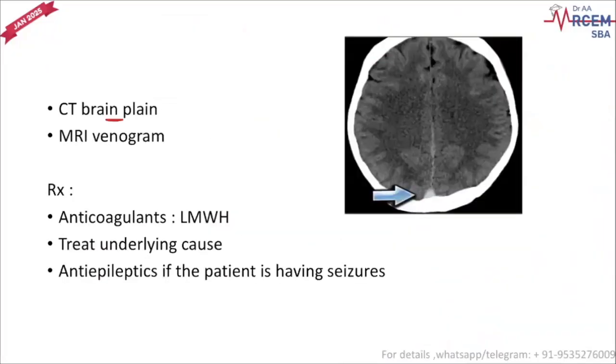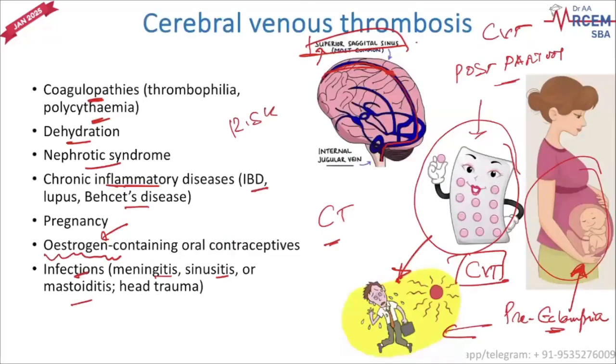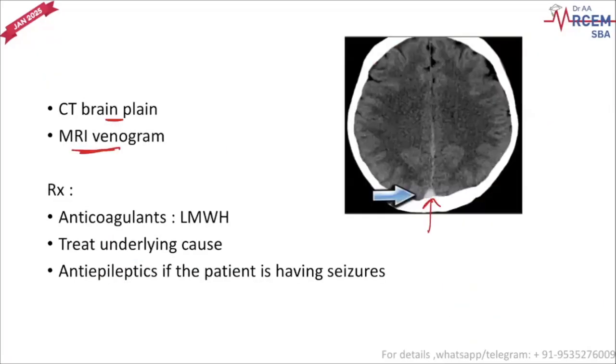First, we usually go ahead and get a plain CT brain done. You might see some signs like this. This is more for a radiologist to pick up, to see a CVT. It is not always possible to pick it up on a non-contrast CT brain. For a definitive diagnosis, it's always required to get an MRI venogram done and see which of the sinuses are involved. Most of the time, it is the superior sagittal sinus which is involved.